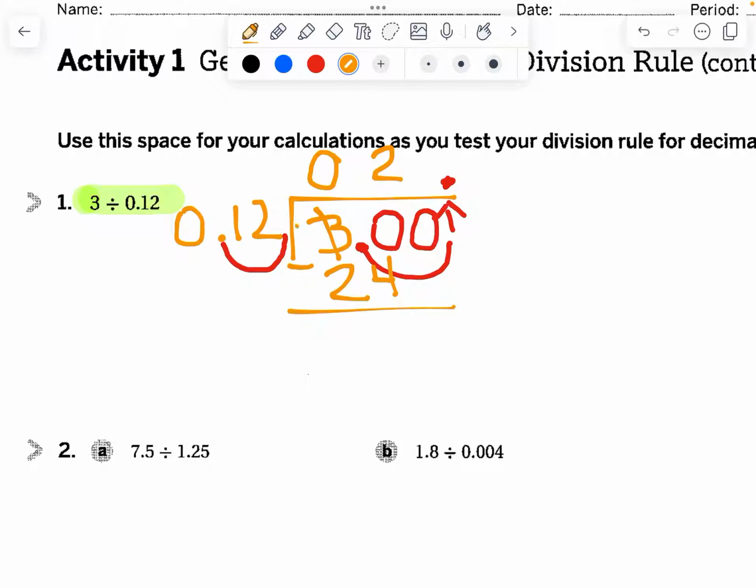I'm going to have to borrow from that 3 and make it a 2. So now I've got 10 minus 4 is 6. And I'm going to drop down that last 0. Now I'm looking at 12 and 60, and I know 12 times 5 is 60.